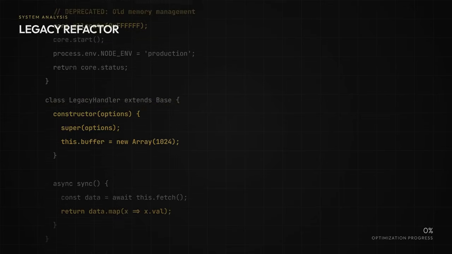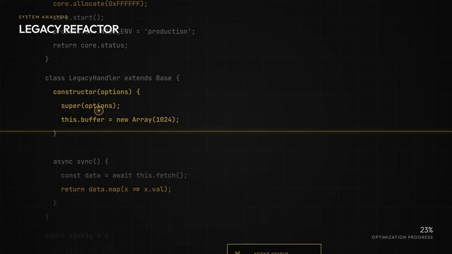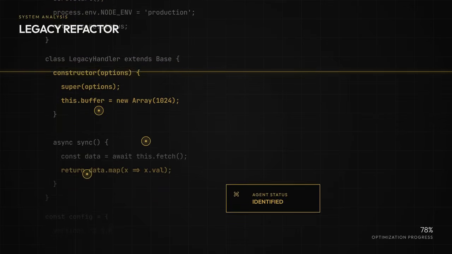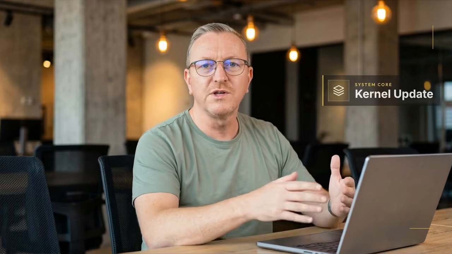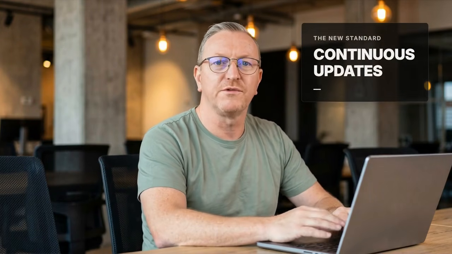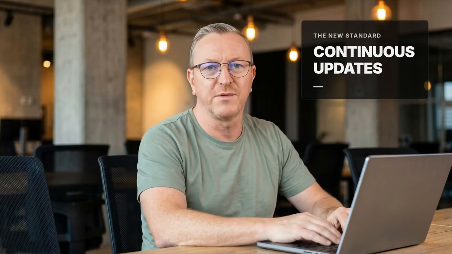The new reality is that you must adopt a continuous update model. AI agents are going to keep finding these deep, complex flaws in legacy code. The only sustainable defense is to ensure your infrastructure is designed to apply kernel updates and reboot services automatically, without waiting for human review of every single vulnerability report.